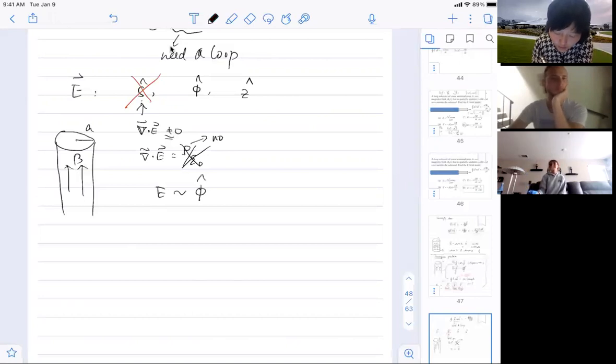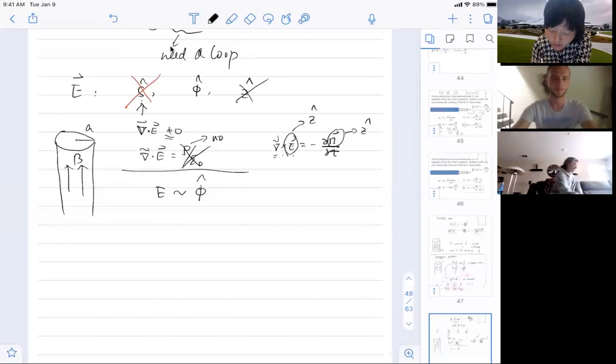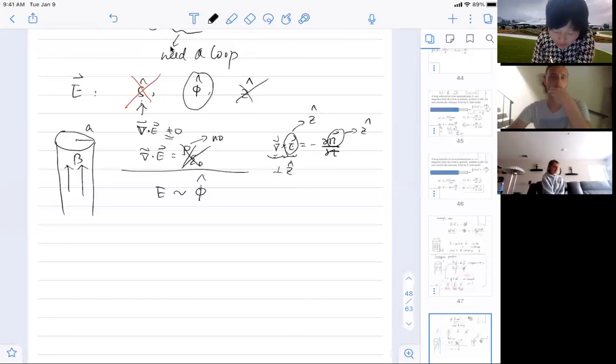Okay. You could say that, or you can go back and say I also don't think it should be in the z hat because my B is already in the z hat, right? The curl of E is equal to negative dB dt. This one is in z hat, and there's no way for E to also be in the z hat, right? Because the curl, a cross product, gives you a direction that's perpendicular to any of the directions. So E and B could not be in the same direction. They should always be perpendicular. Okay, so I can only have phi hat.